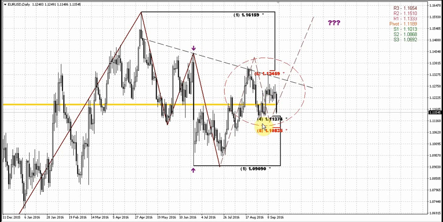This has happened. Initially, this action was triggered by the poor ISM manufacturing, it's right here. Later, it was supported by the poor non-farm payrolls data. And as a result, the market has reached the neckline. But even on this day, it has returned right back down and pulled down out from the neckline.